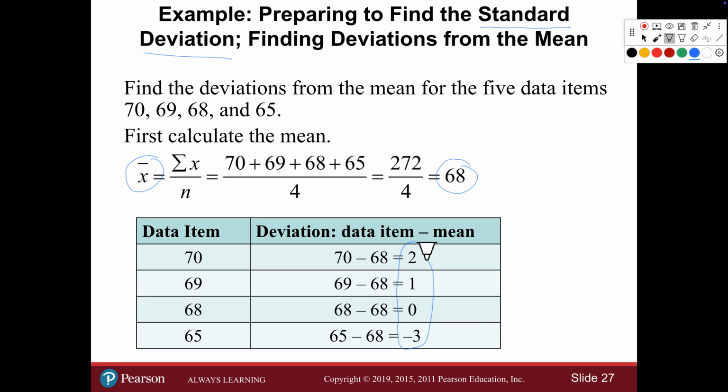How far from the middle point is all the data? We're going to try to average that out. Now notice if you were to take these deviations and add them all together, you get 2 plus 1 is 3, plus 0 minus 3, you'll get 0. And that will always be the case because that's how that calculation worked.